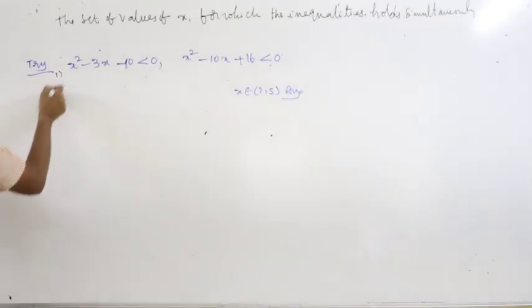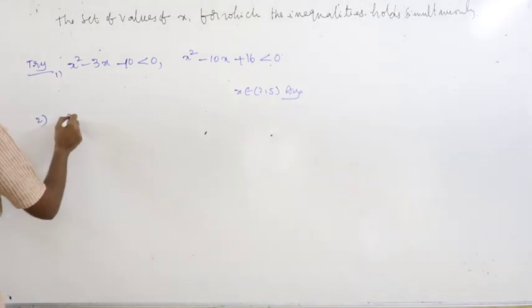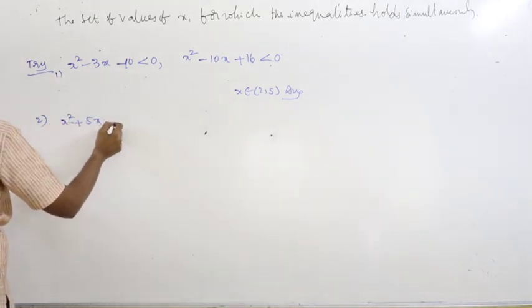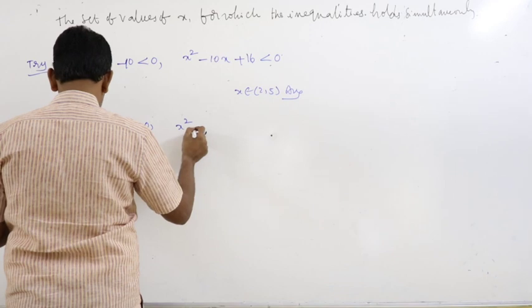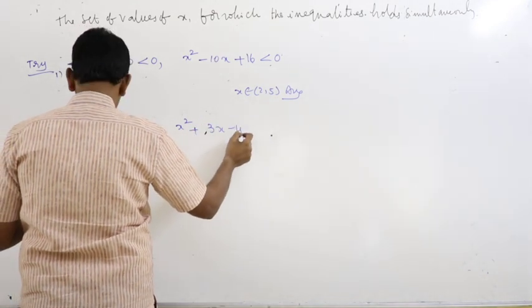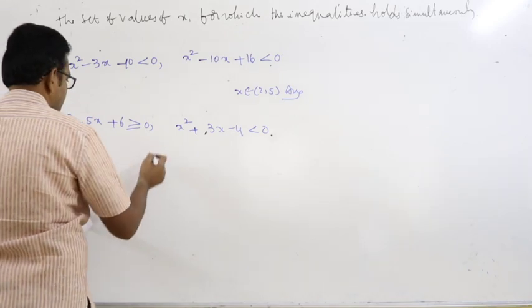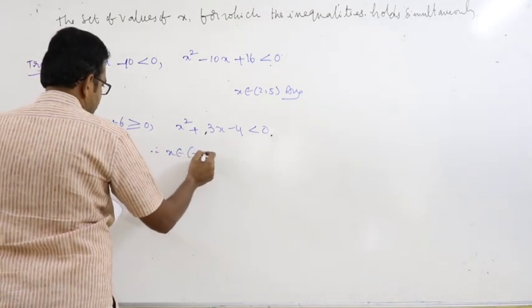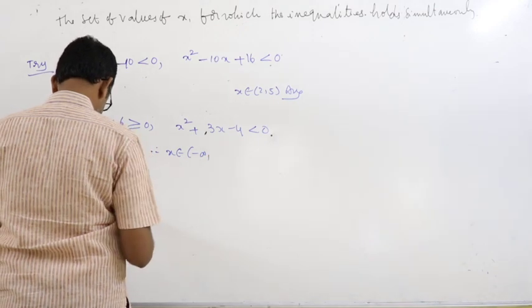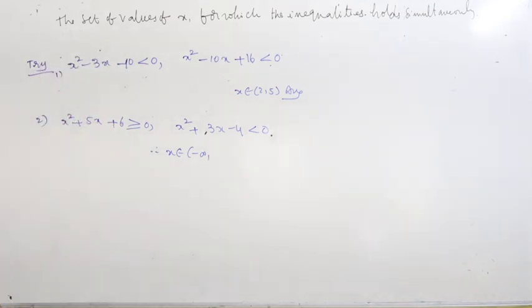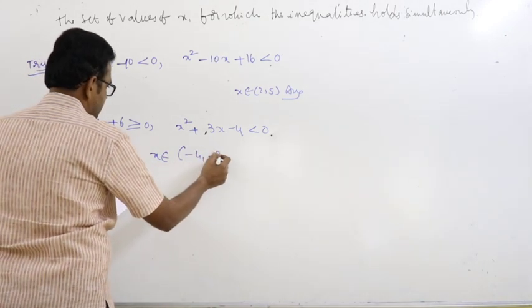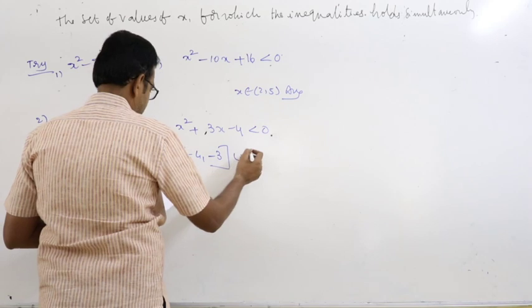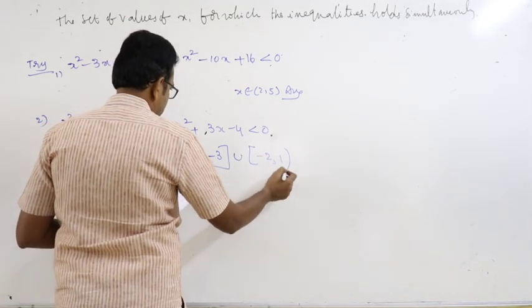And one question. x square plus 5x plus 6 is greater than or equal to 0. x square plus 3x minus 4 is less than 0. Answer: x belongs to minus 4 comma minus 3 union minus 2 comma 1. Answer.